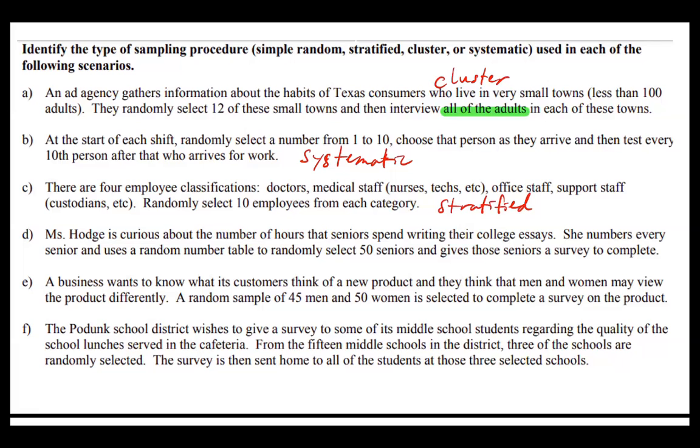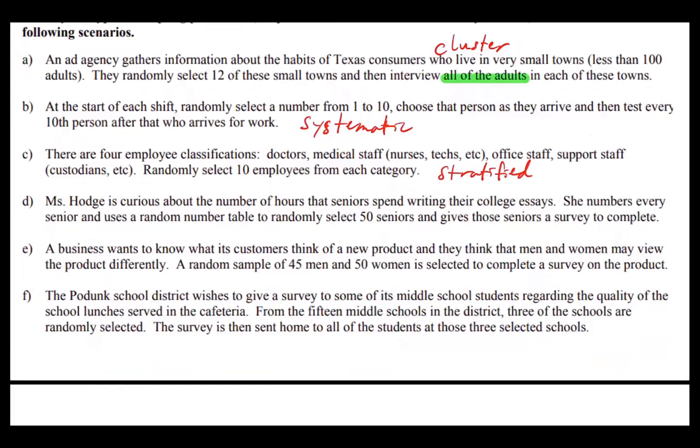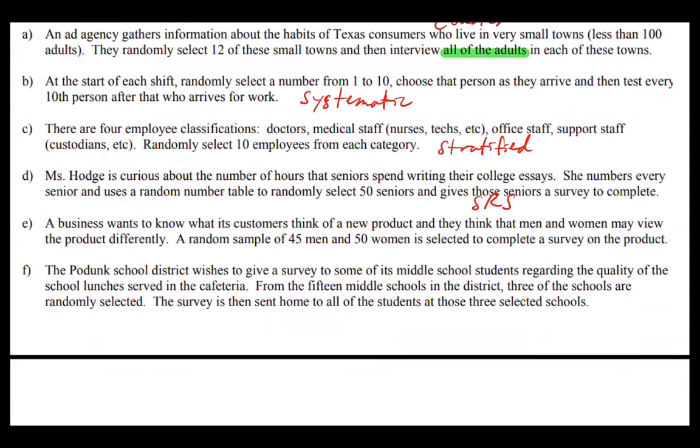D, Miss Hodge is curious about the number of hours that seniors spend writing their college essays. She numbers every senior and uses a random number table to randomly select 50 seniors and gives those seniors a survey to complete. Simple random, yep, SRS, simple random sample. She puts all of them in a hat and pulls 50 out. That is simple random sample, the best way to do it.